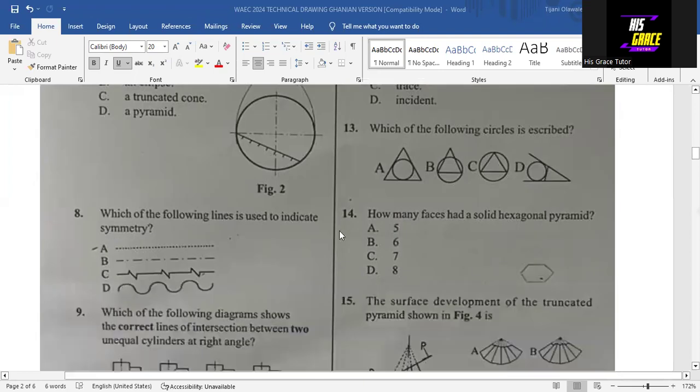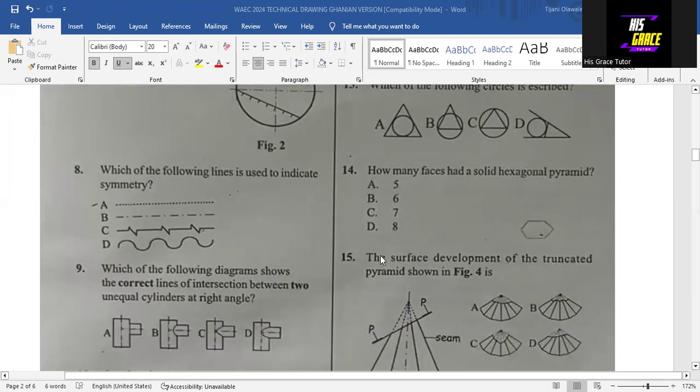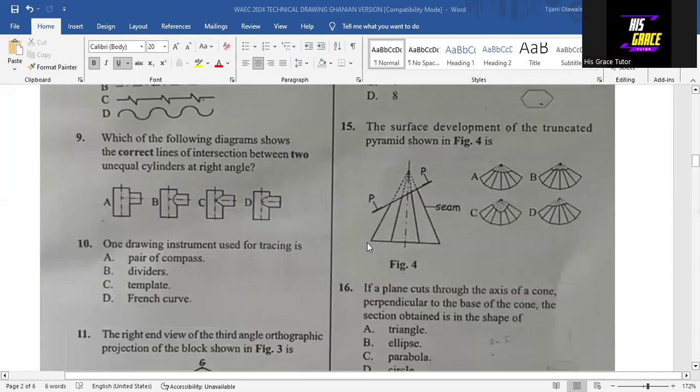Then question 14 says, how many faces does a solid hexagonal pyramid have? It has 7 faces. We have a hexagon as the base, then we have 6 triangular faces, making 7. So the answer is option C. Then question 15 says that the surface development of the truncated pyramid shown in figure 4 is. You need to take note of the seam. This is where we have the seam. We are cutting it from here.